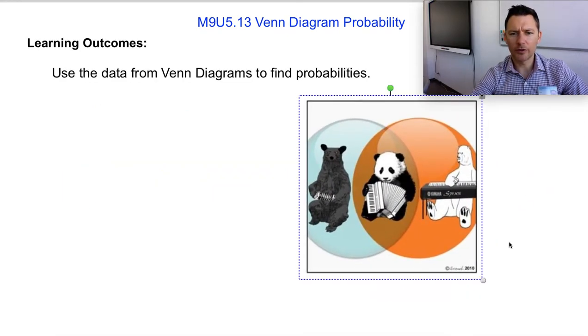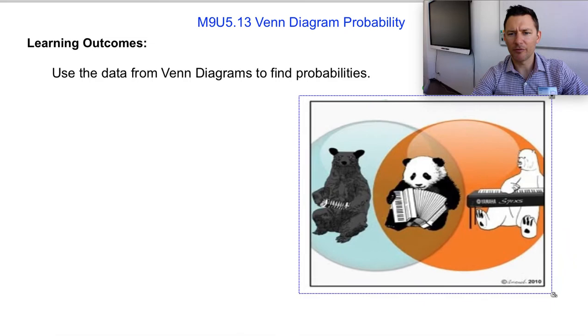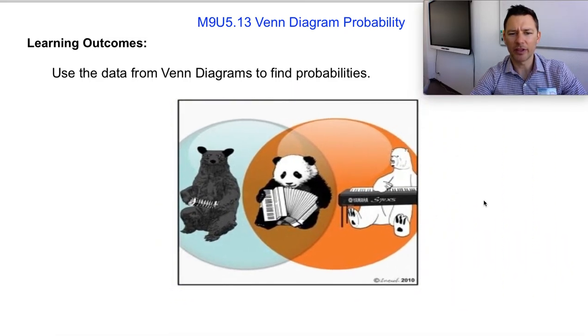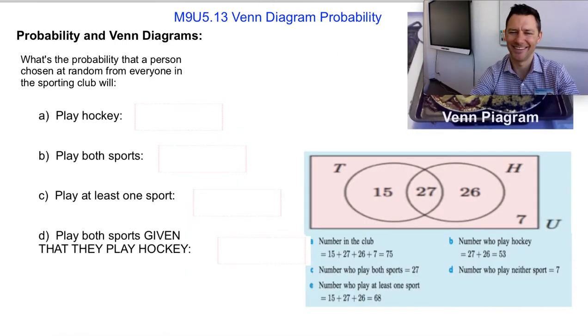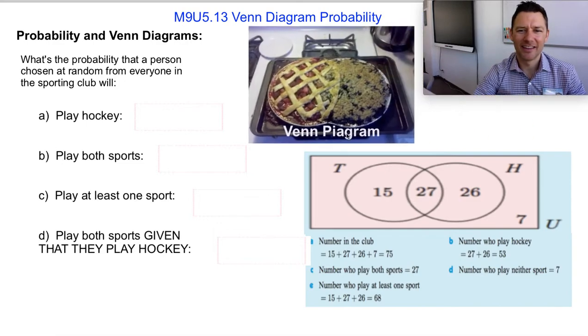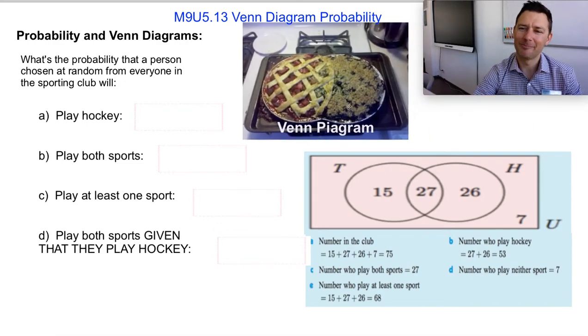Alright, so I want you to be able to take what we did yesterday with Venn diagrams and apply probability. Here's a black bear with a concertina and a polar bear with a keyboard, and here's the intersection. It's a panda bear, both black and white, and also with an accordion, which is a mix of the concertina and the keyboard. Who has time for that? All right, and same with this, a Venn piegram. Very clever.